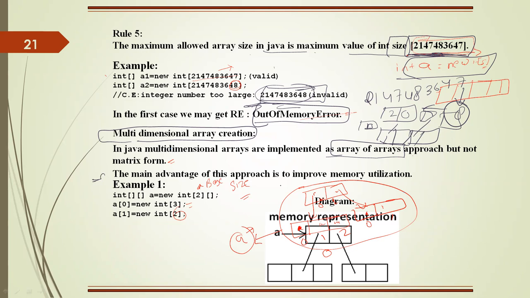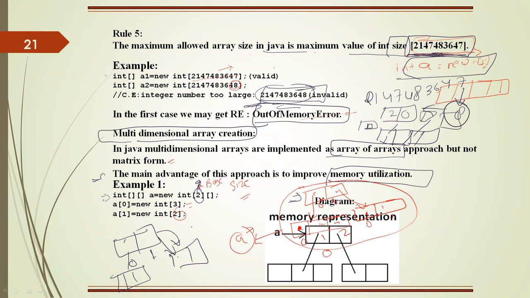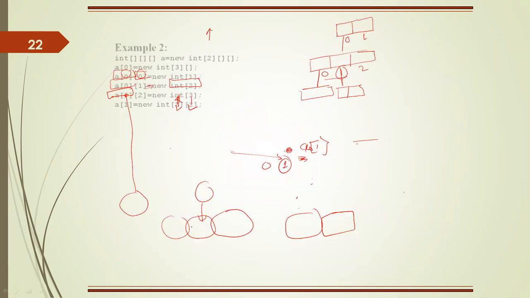The main advantage of this approach is improved memory utilization. Here we create a single two-dimensional array. We pass the size, which is nothing but the base size. If the base size is two, then two will be created. Inside the zero position, a size-three array will be created. In the one position, a size-two array will be created. This is an array of arrays. So now it is clear.